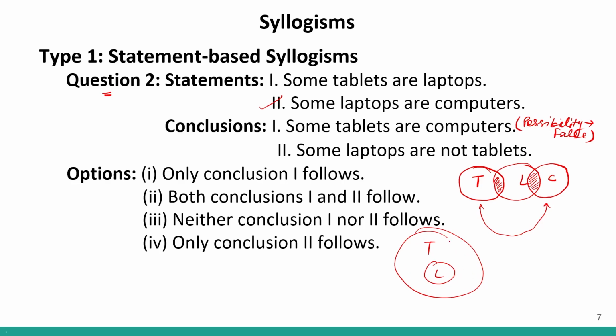In this scenario, all the laptops are tablets. Correct? So conclusion number 2 says some laptops are not tablets. This is not correct. This is a possibility, but it is not mentioned. So this is false. So both of my conclusions will be false. If I look at the options, option number 3 says neither conclusion 1 nor 2 follows. This will be my answer. Clear?